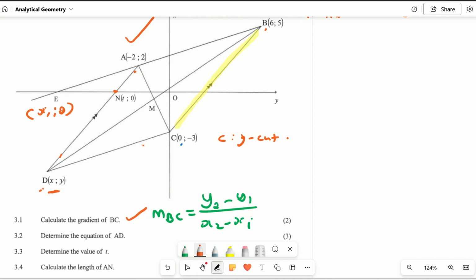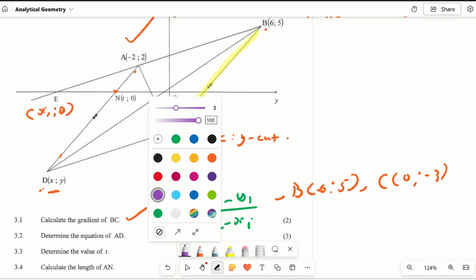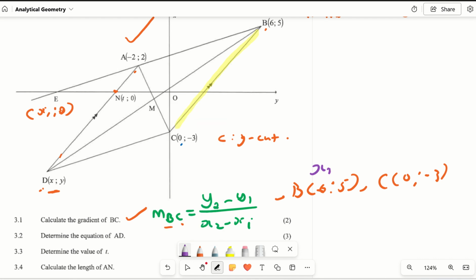So now we're going to substitute the coordinates of B and C. Let's write down the coordinates of B on the side. The coordinates of B are 6 and 5, while those of C are 0 and -3. Now, you can take whichever as your ones, whichever as your twos. Let's take this as our twos, x2, y2, x1, y1. You can do it vice versa, it doesn't matter. You're going to get the same answer.